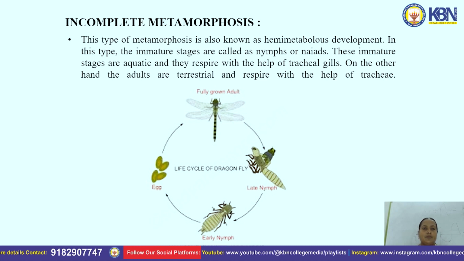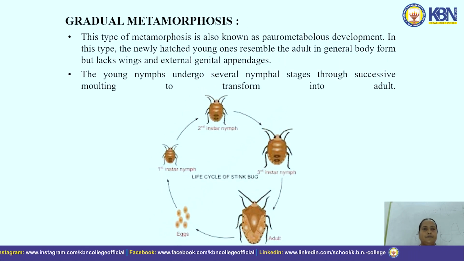In this type, the immature stages are called nymphs or naiads. These immature stages are aquatic and they respire with the help of tracheal gills. On the other hand, the adults are terrestrial and respire with the help of trachea.